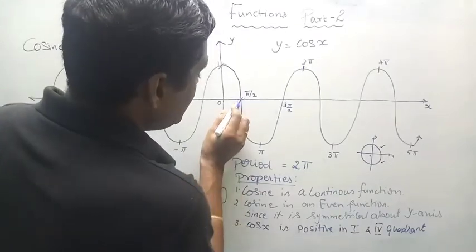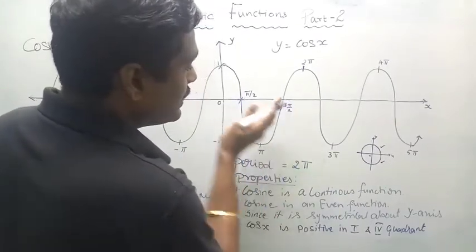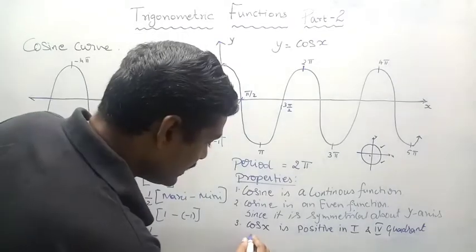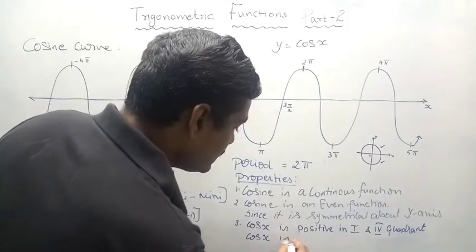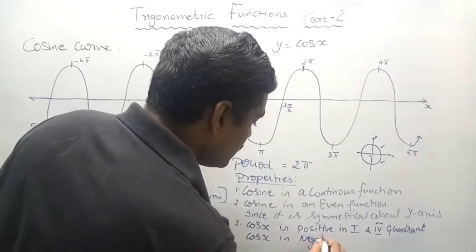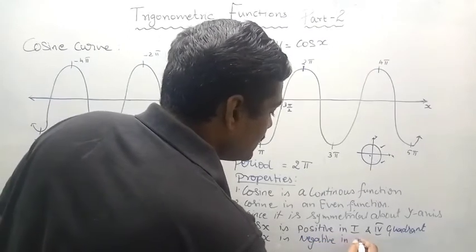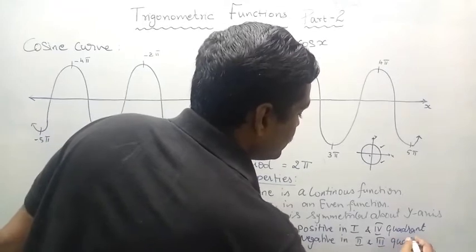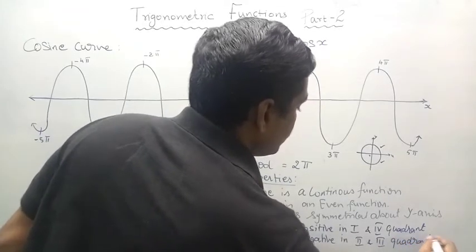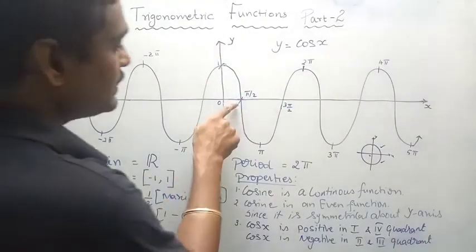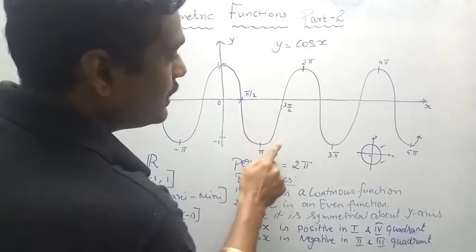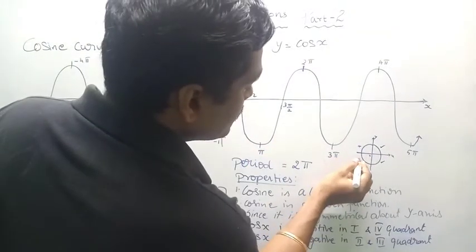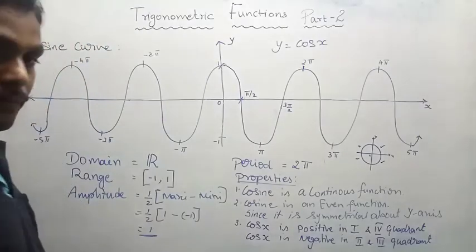And between 90 to 180 and 180 to 270, it lies below the x-axis. So therefore, cos x is negative in the second and third quadrant. Got it? So cos x is negative in the second quadrant and third quadrant. In the second and third quadrant, cos x is negative.